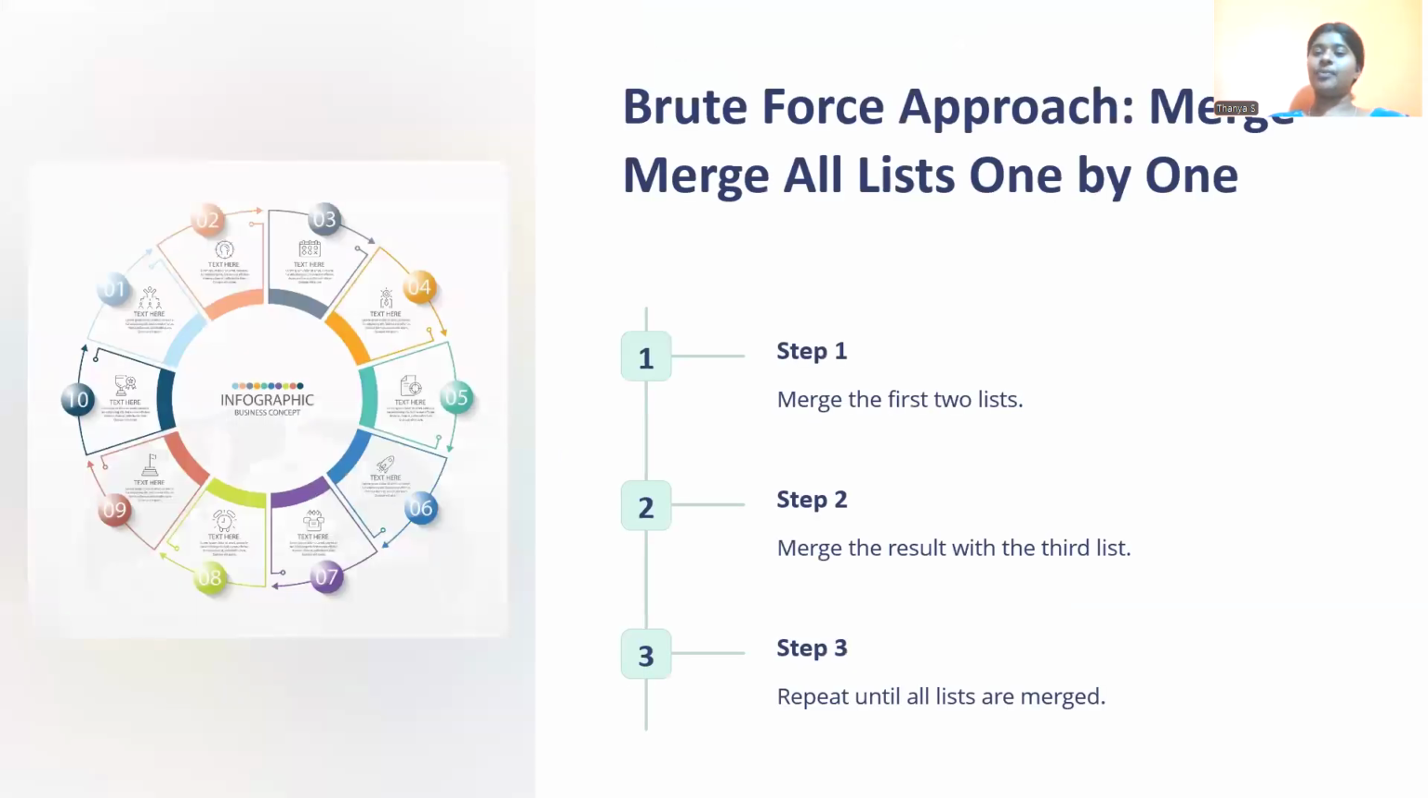Next is the brute force approach. Merge all lists one by one. Step 1, merge the first two lists. Step 2, merge the result with the third list. Step 3, repeat until all lists are merged.